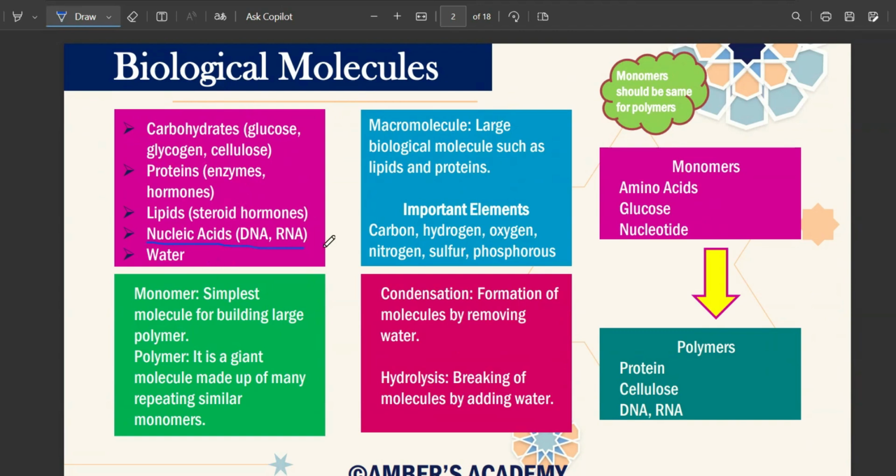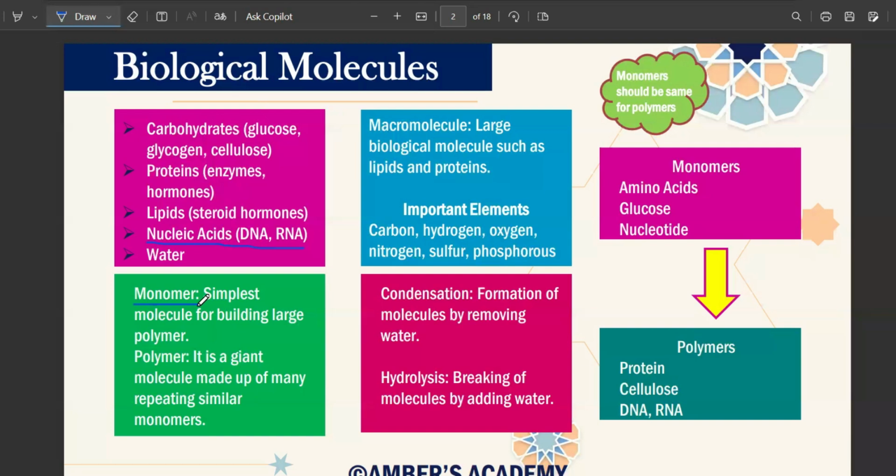And before diving extensively into each one of them, we need to understand a few terminologies. I have mentioned all those terminologies over here in the first slide. So the first keyword that you need to remember is monomer. Monomer literally means that they are the simple molecules and they're responsible to make a large polymer. So you can consider them as the brick. And when we combine lots of bricks, they make up a building or a wall, right?